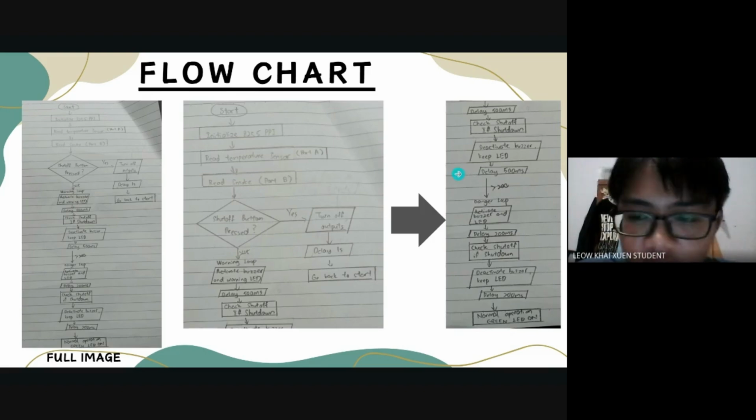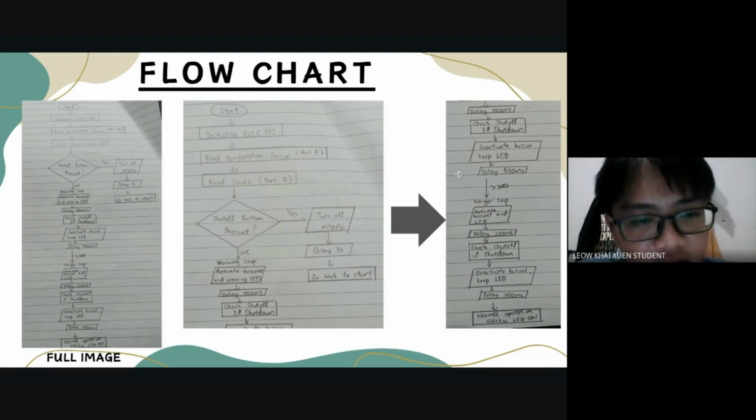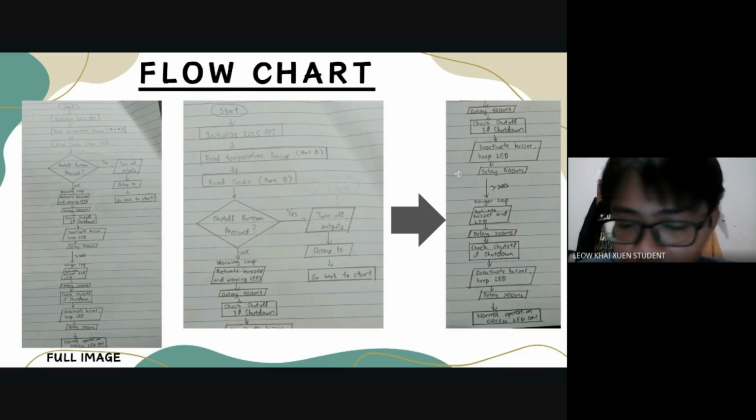The first thing is port A, which is for the temperature sensor. So when the temperature sensed is equal to or greater than 45 degrees Celsius, the buzzer will activate, and the warning LED will also activate, which is the first bit and the second bit. And of course, we delay by 500 milliseconds.